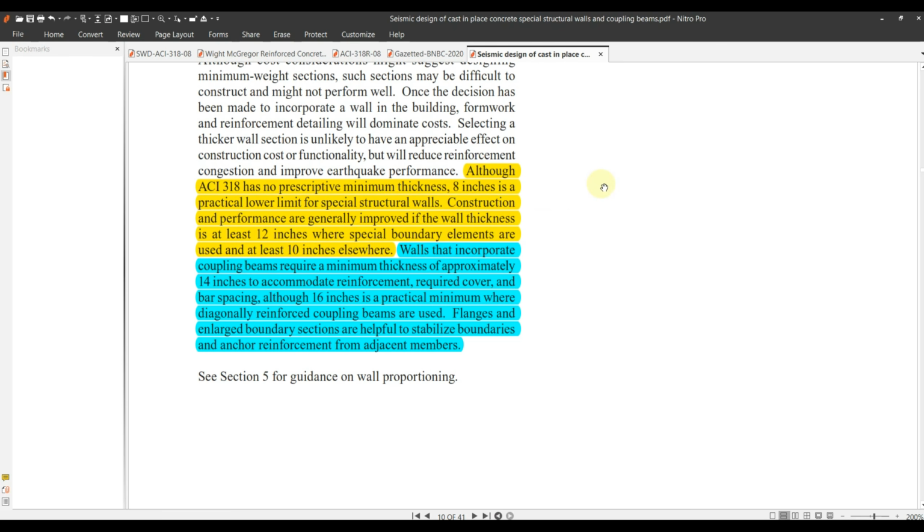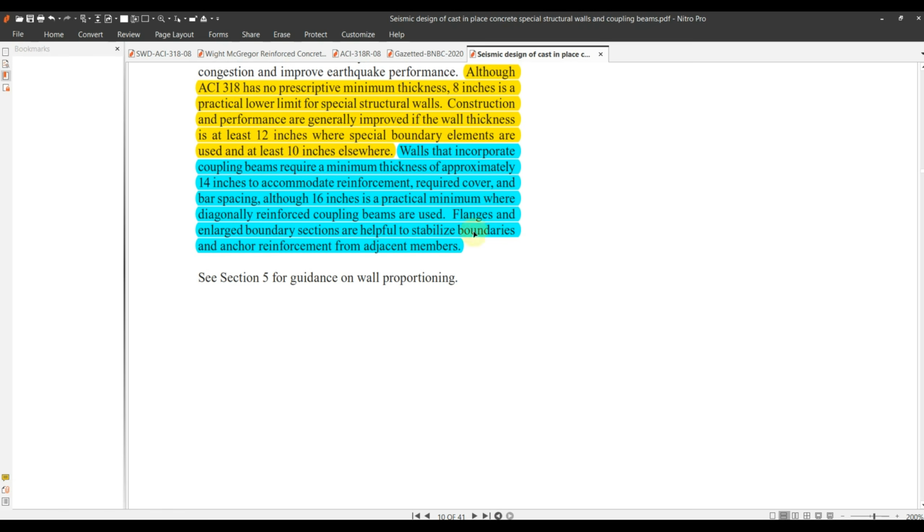However, in any residential, commercial, or industrial building, we do not provide any wall lower than 12 inches in practice. So 8 inches is the practically lowest possible. Nothing lower than that can be provided. The NEHRP or FEMA suggests using a 12-inch thick shear wall where a boundary element is involved, and when coupling beams are involved, they suggest a 16 inch thick wall.